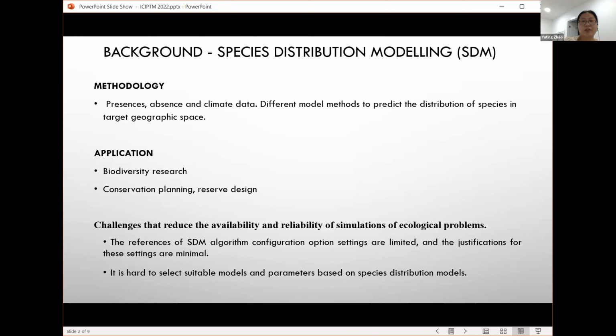However, there are many challenges in species distribution modeling. People have already applied it in practice, but the references for species distribution algorithm configuration and option settings are limited, and there are very minor justifications for the settings, such as how to select the settings and analyze their performance. So it is hard to select suitable models and parameters, which makes the optimization of species distribution models more difficult.